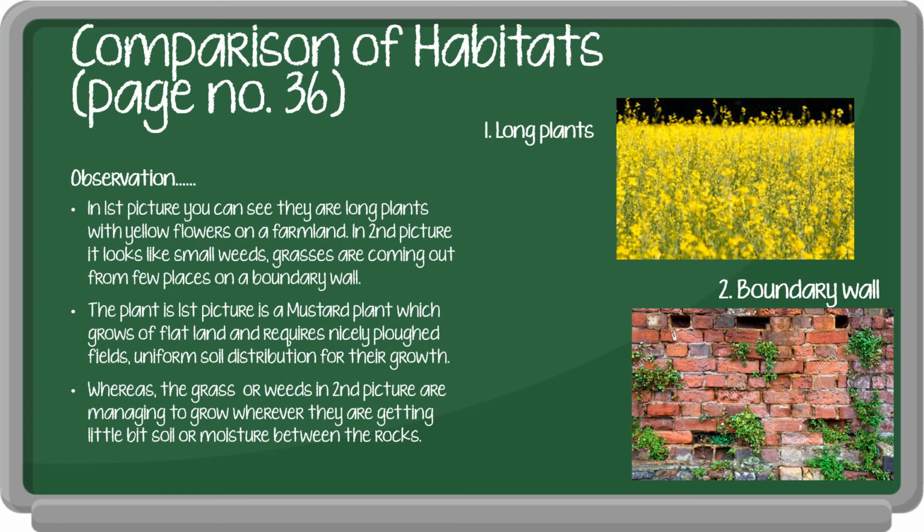So these two pictures depict two different kinds of habitat. Each plant has its own habitat. Some plants need proper care from humans. Some plants can grow anywhere. They do not need any care. If they are getting a little bit of soil and moisture, they can grow easily over there.